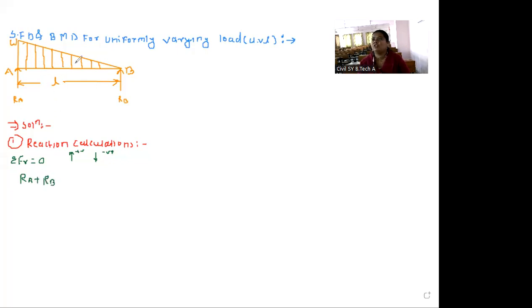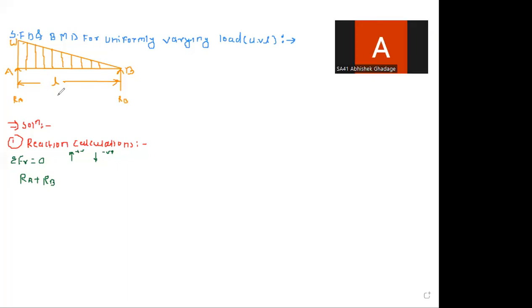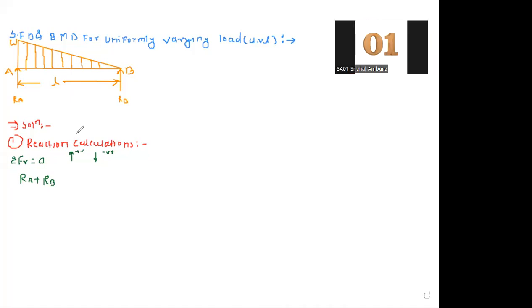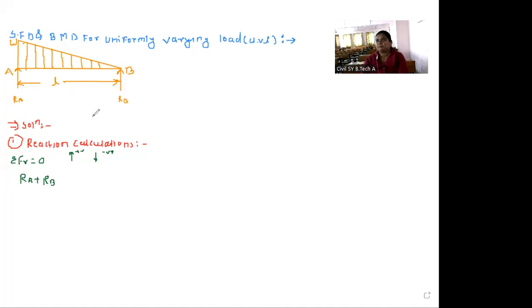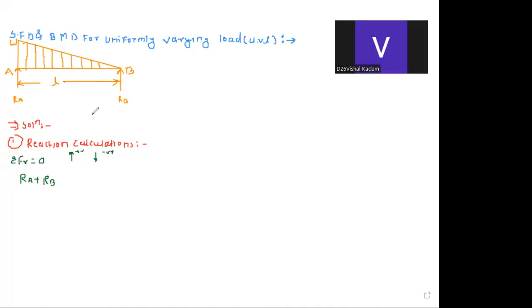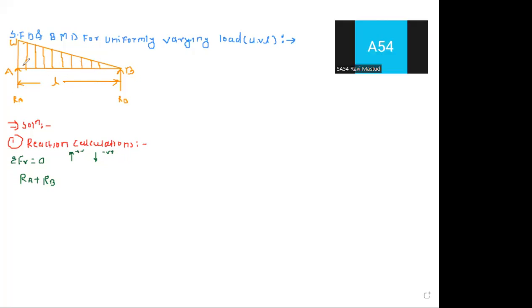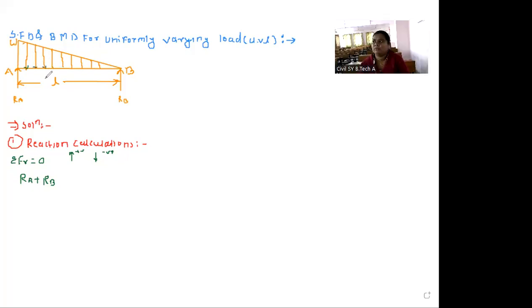Now you tell me, is this W kilonewton force going in the upward or downward direction? Downward direction, because the load is applied on the beam. So this is acting in the downward direction. Whenever force is downward, we have to consider it negative, minus.